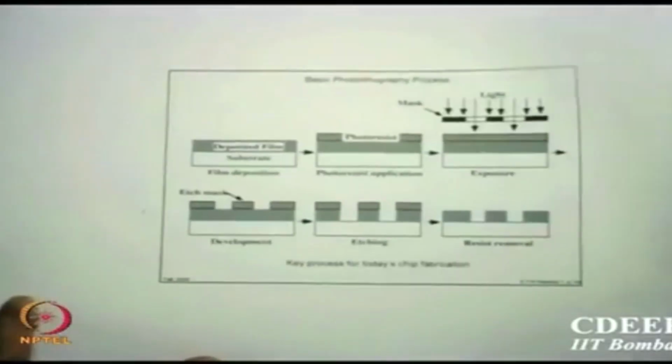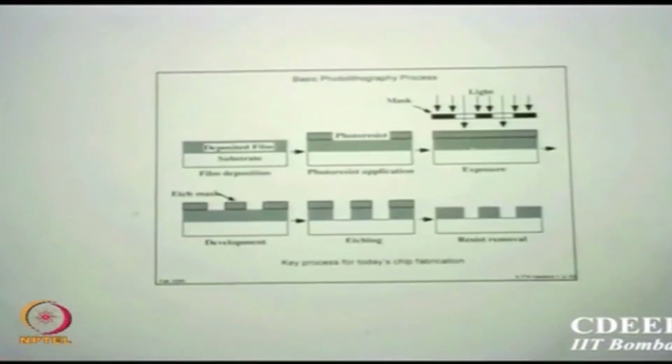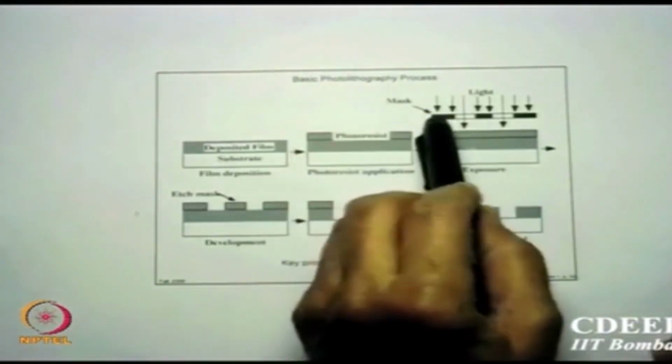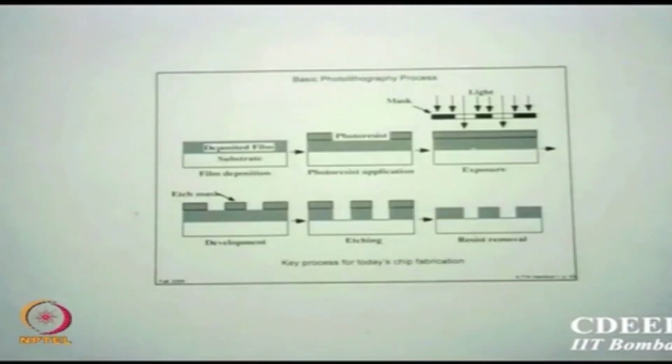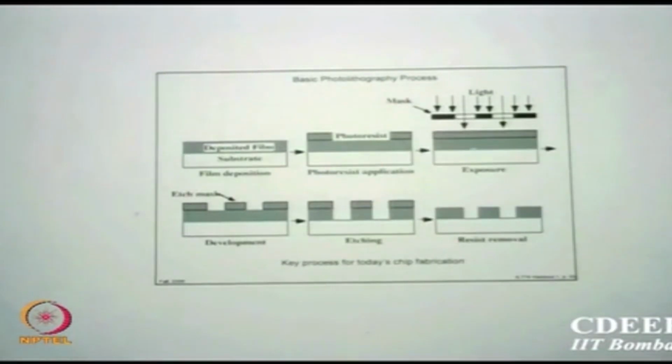So the mask is kept on this. Of course, right now it is shown kept at a distance, but normally it is touching or very close to it, using what we call proximity alignment. And when I shine light, light cannot pass through black areas, only through clear areas. Say the kind of resist I am using is called PPR, positive photoresist.